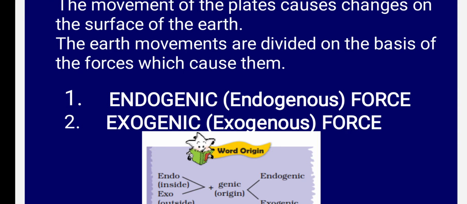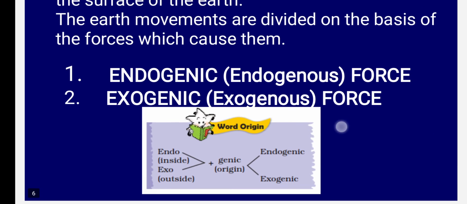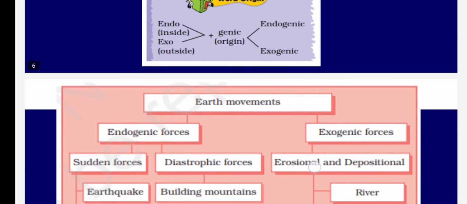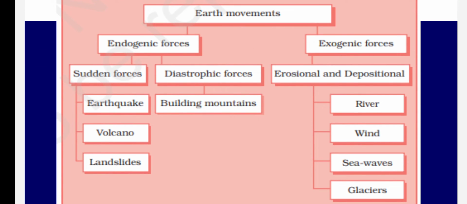I repeat, the forces which act in the interior of the earth are called endogenic forces, and the forces that work on the surface of the earth are called exogenic forces. Here you can see the word origin, children. Endo, exo. Endo means inside, exo means outside. Genic means origin. So they originate inside and outside. Endogenic means inside forces, exogenic means outside forces. These are the movements caused by endogenic and exogenic forces, children.